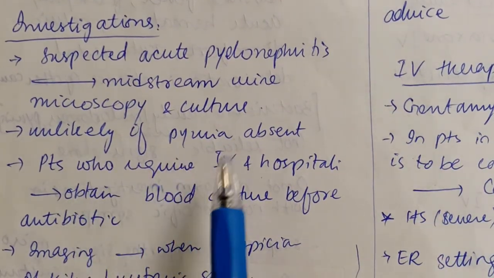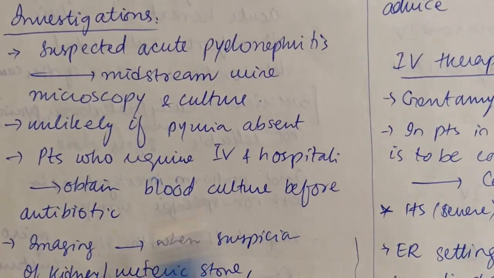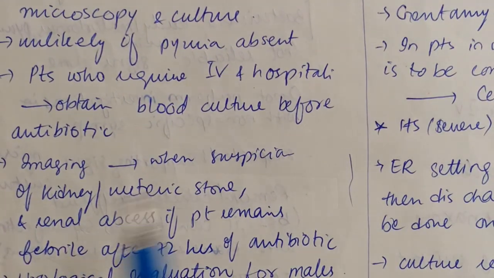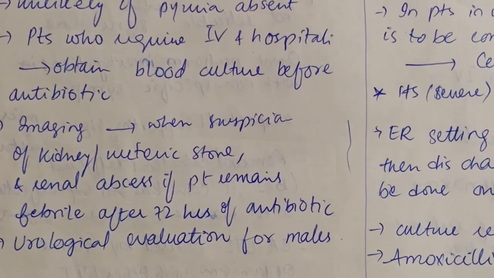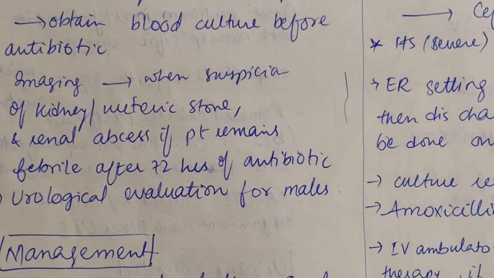And patients who require IV therapy and hospitalization, we have to obtain the blood culture before antibiotic therapy is given. Imaging is also done when we are suspicious of kidney stone or ureteric stone or renal abscess, especially if the patient remains febrile after 72 hours of antibiotics. We are going to suspect renal abscess and we are going to do the imaging for that. And if the patient is male, we are going to do the urological evaluation.